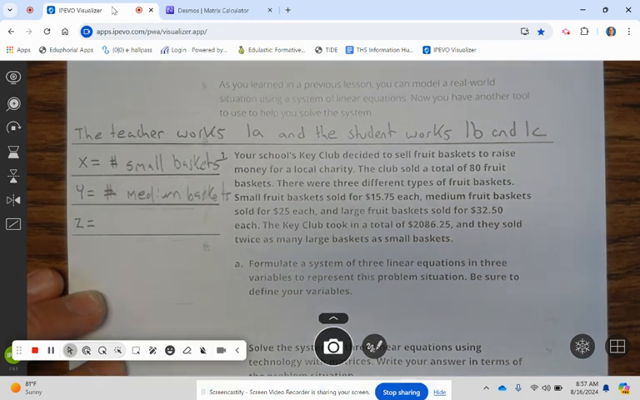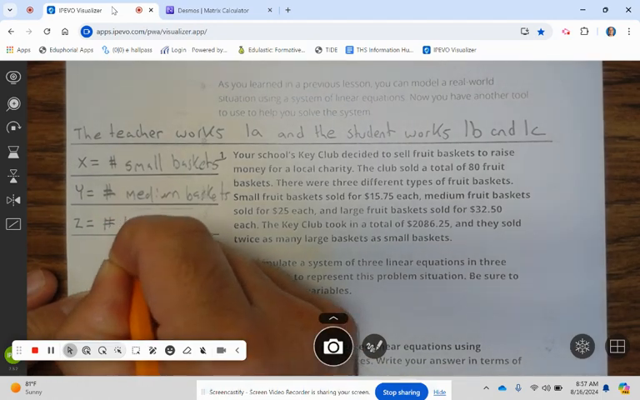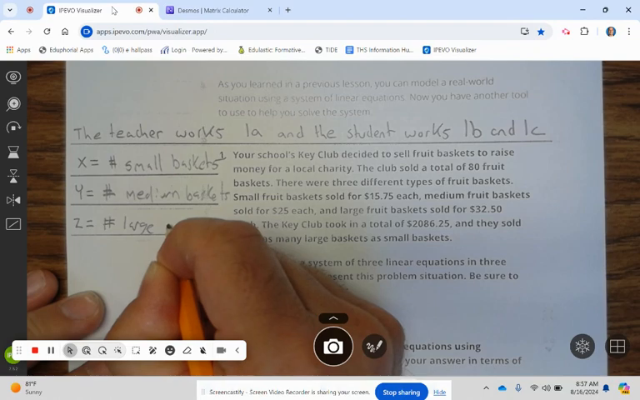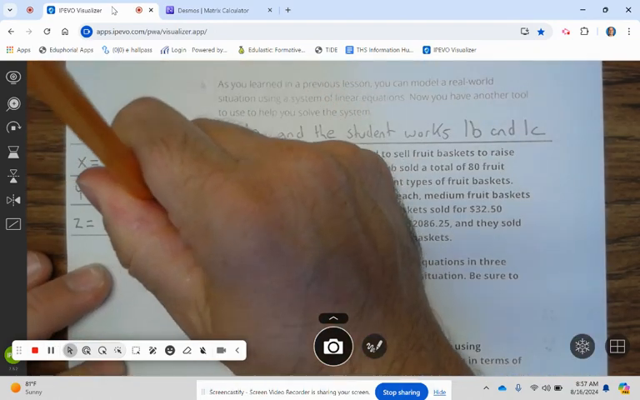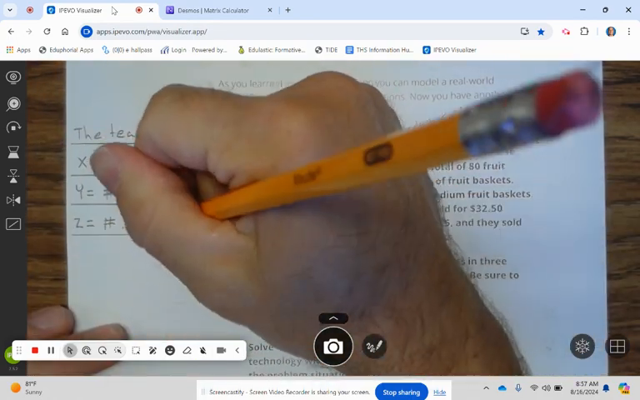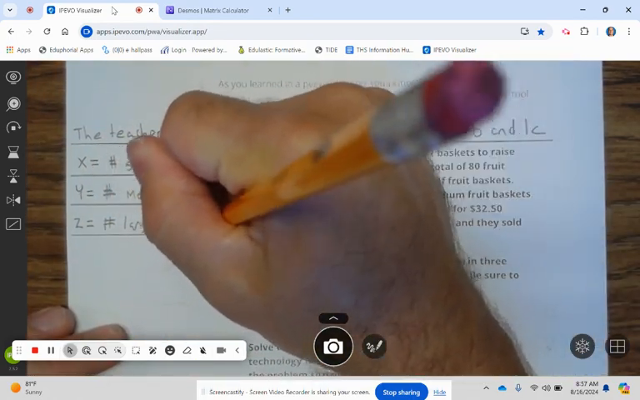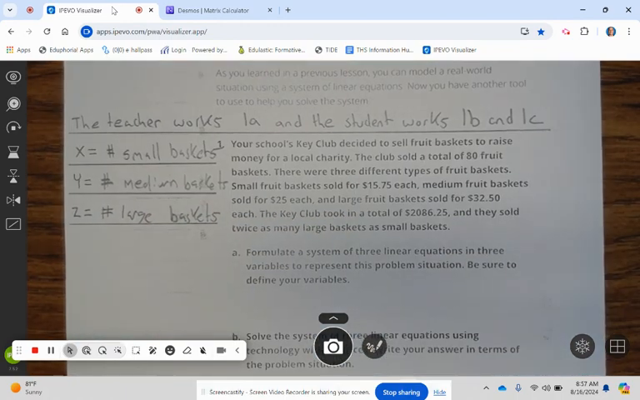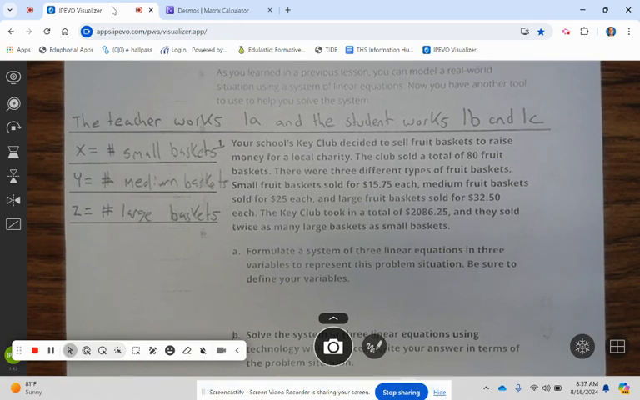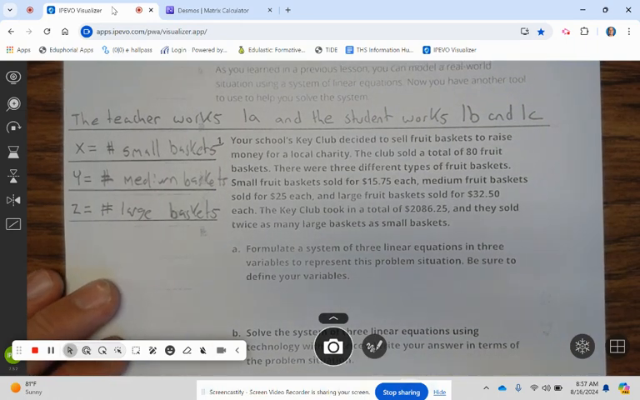And then for $25 each. And a large fruit basket sold for $32.50. So we have here Z is the number of large baskets. The Key Club took a total of $2,886.25. They sold twice as many large baskets as small baskets. Okay, so let's write our 3 equations, okay?